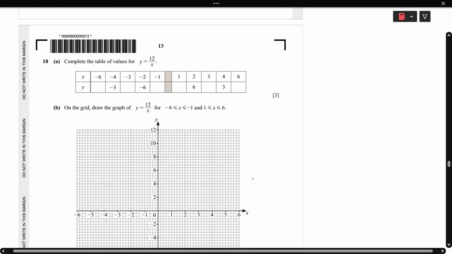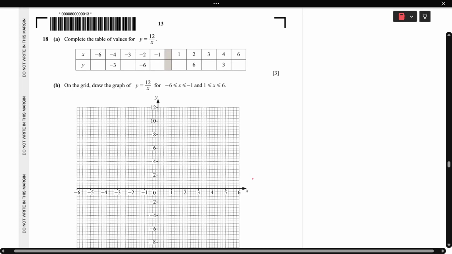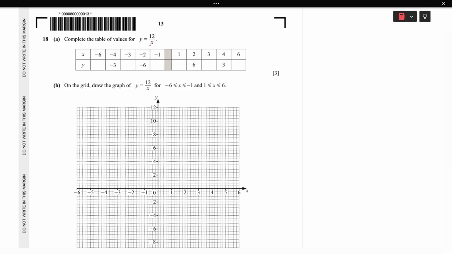Okay, the next question, completing the table. The equation is given, y equal to 12 by x. So when we put x equal to negative 6, 12 divided by negative 6, the answer is negative 12 over 6, just reduce it, which is negative 2. The next, when you put negative 3, we'll get negative 4. Next, when you put negative 1, we'll get negative 12. Next, when you put 1, you'll get 12. When you put x equal to 3, we'll get 4. Then we put x equal to 6, we'll get 2.